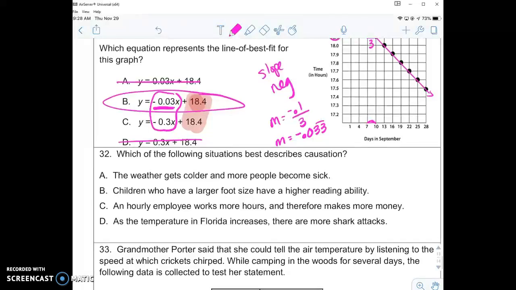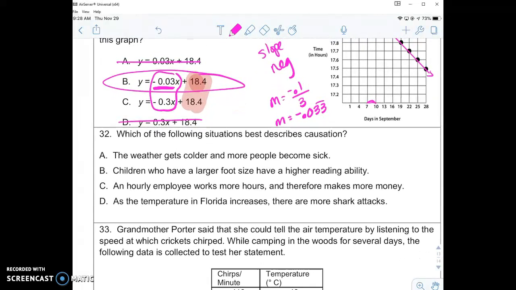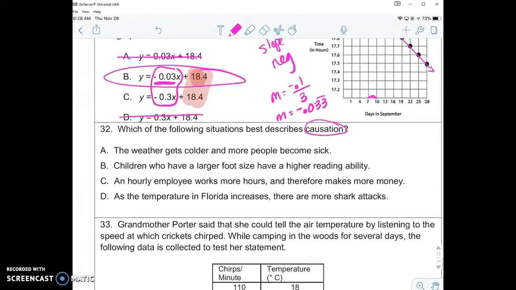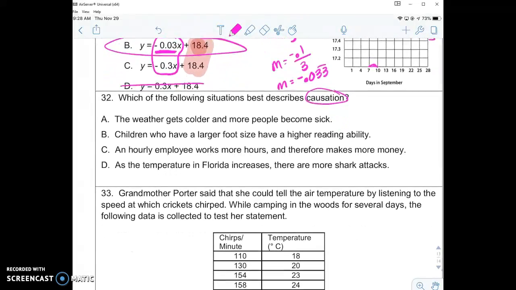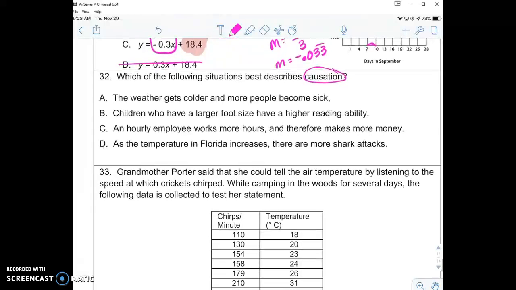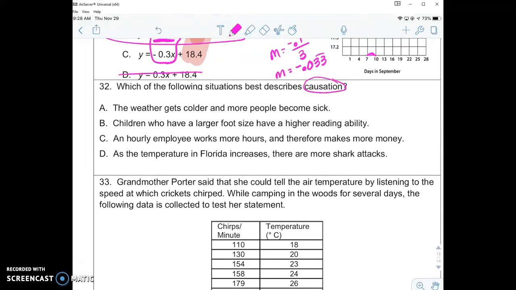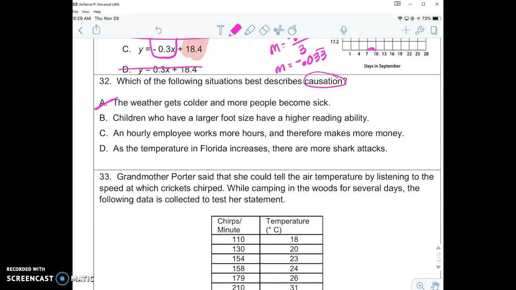Number 32, which of the following situations best describes causation? So I'm looking for where the first thing causes the second thing. The weather gets colder and more people become sick. This might be associated, but the weather getting colder does not cause people to get sick. People get sick from germs. Children who have a larger foot size have a higher reading ability. Foot size and reading are not related.